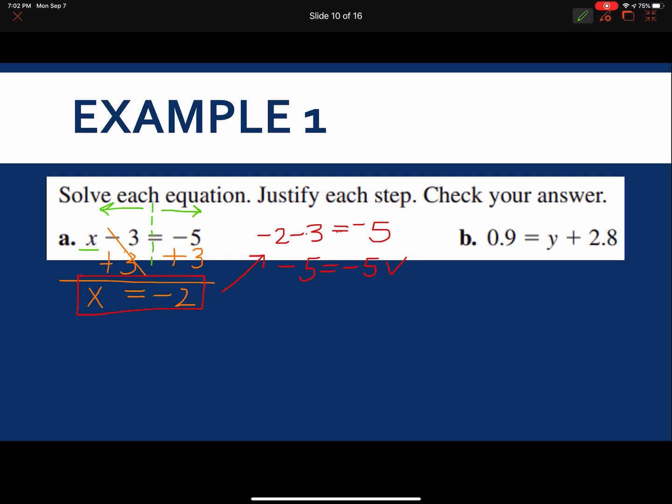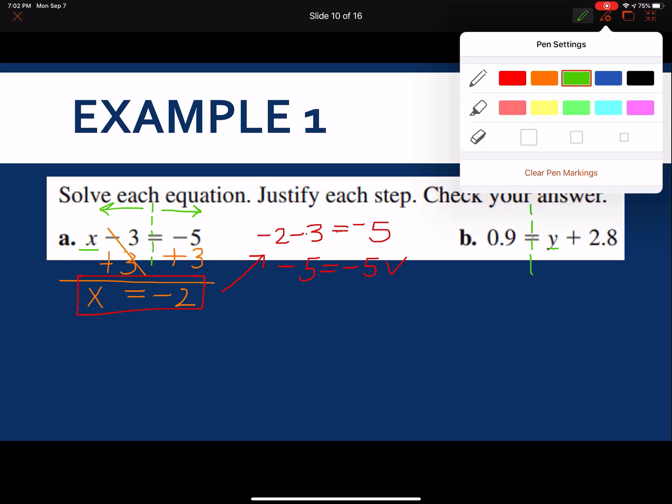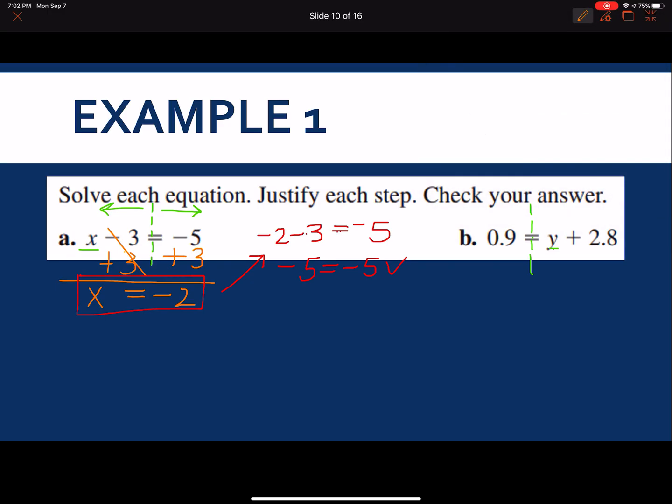For example B, again, I'm going to think about this like a divider, where I have my left side and my right side. My variable this time is on my right side, y plus 2 8/10. That's the side I'm going to start with. They're adding 2 8/10, so in order to undo that, I'm going to use the subtraction property of inequality, and I'm going to subtract 2 8/10. Now, whatever I do on one side, I must do on the other side. So I'm going to subtract 2 8/10 on the left side as well.